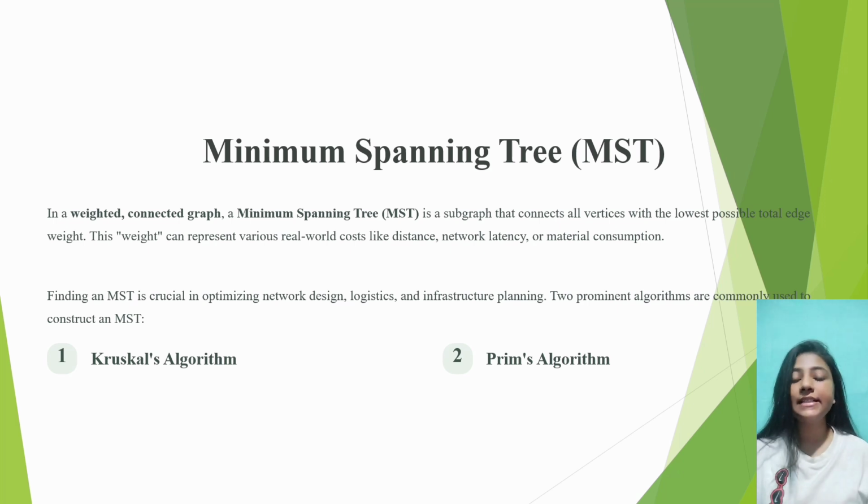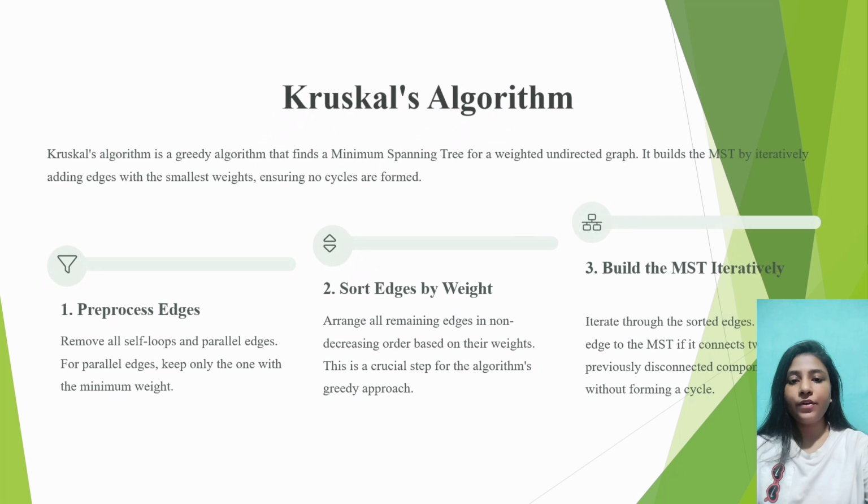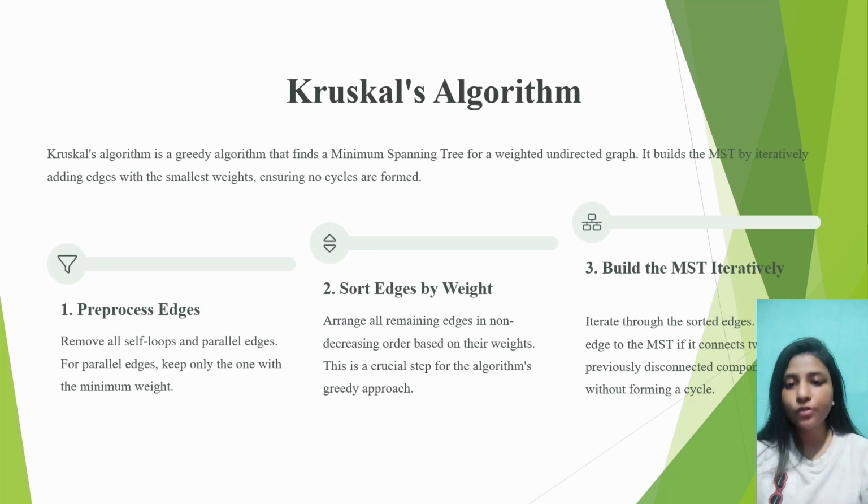For example, in designing a road network, we want all cities connected with the least total road length and without extra loops. Two popular algorithms can do this: Kruskal's algorithm and Prim's algorithm. Today we are focusing only on Kruskal's algorithm.